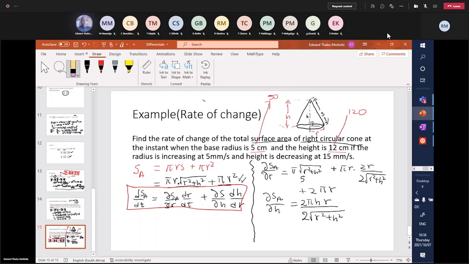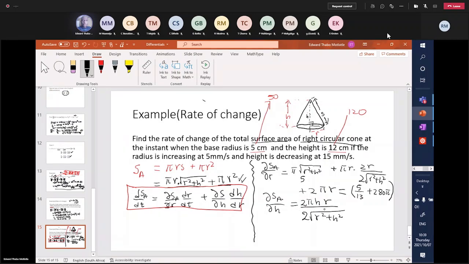Okay, so when I substitute r and h in this equation, I end up with 5 over 13 plus 280 pi. I want you to check if that is the case. You just substitute for r, 50, and for h you substitute 120, and simplify. You'll end up with 5 over 13, 280 pi.